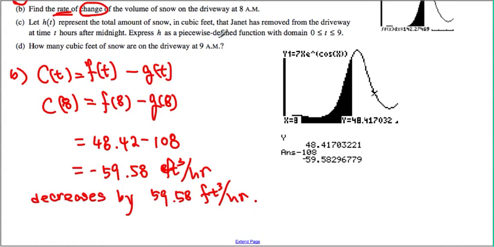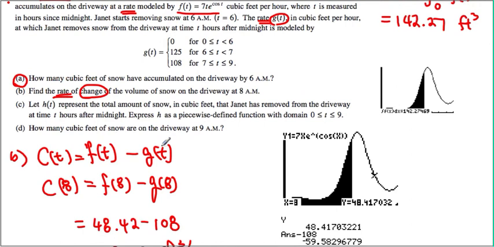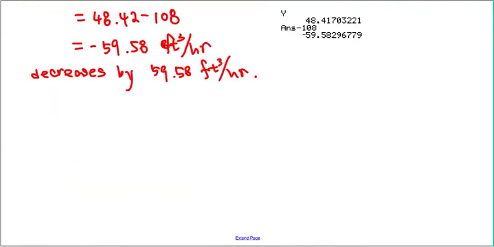Express h as a piecewise defined function with domain 0 through 9. So then what we end up getting is this. Since I'm going to use the green, part C is how much it has been removed. H of t basically becomes this way.